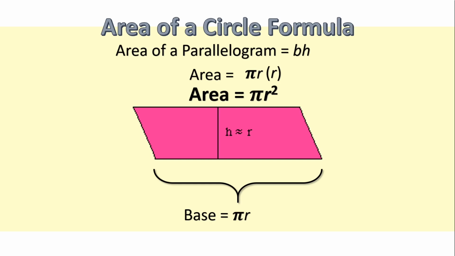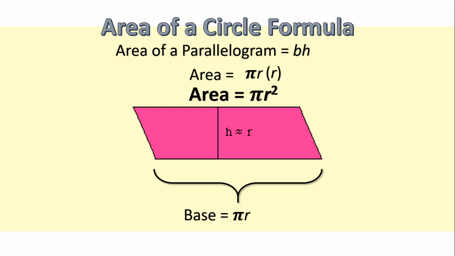It's pi times the radius squared, and that shows it to you if you use a parallelogram like that. You cut it into 8 slices, form a parallelogram. Half the circumference is the base and the radius is the height, so it's pi times radius squared.